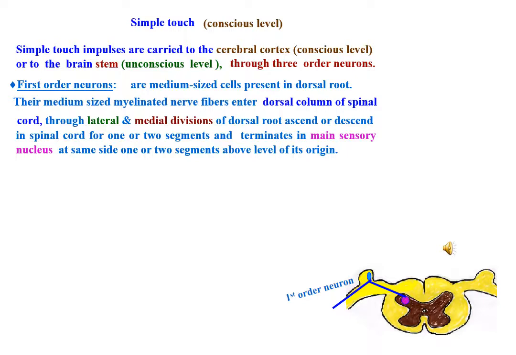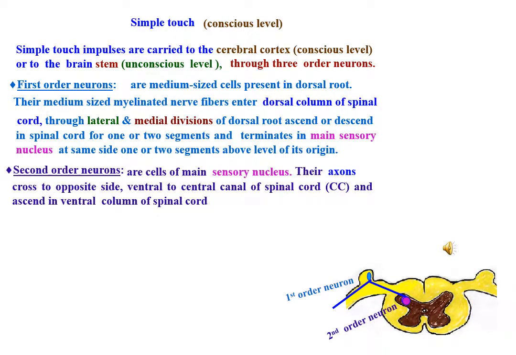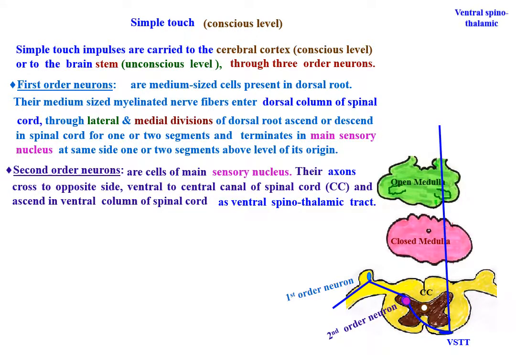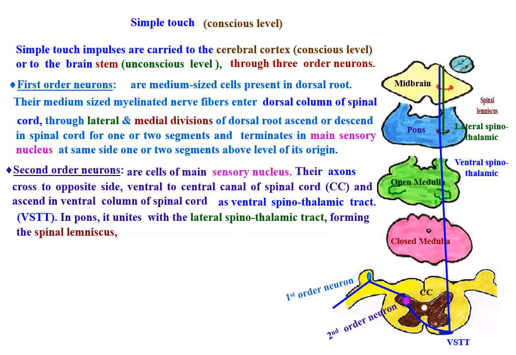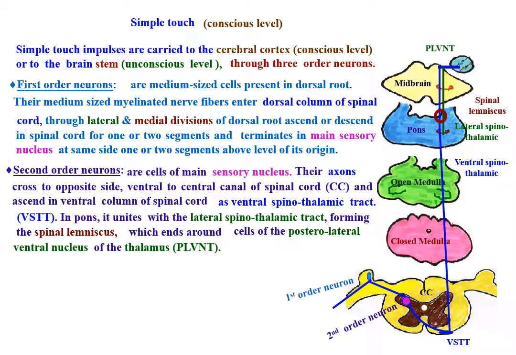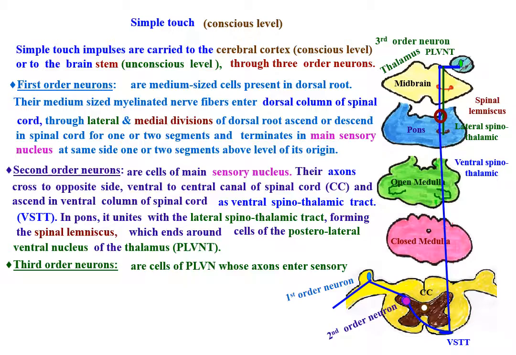Second-order neurons are the cells of the main sensory nucleus in the posterior horn of the gray matter. Their axons cross to the opposite side, ventral to the central canal of the spinal cord. The tract then ascends in the ventral column of the spinal cord as the ventral spinothalamic tract. In the pons, however, it unites with the lateral spinothalamic tract, forming the spinal lemniscus, which ends around the cells of the posterolateral ventral nucleus of the thalamus. Third-order neurons are the cells of the posterolateral ventral nucleus of the thalamus. Their axons enter the sensory radiation to end in the sensory area of the cerebral cortex.